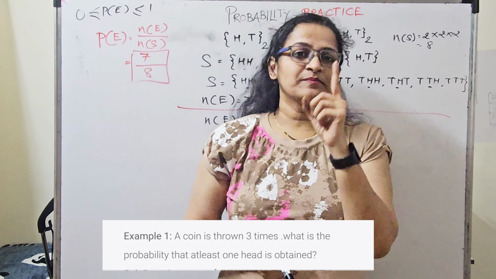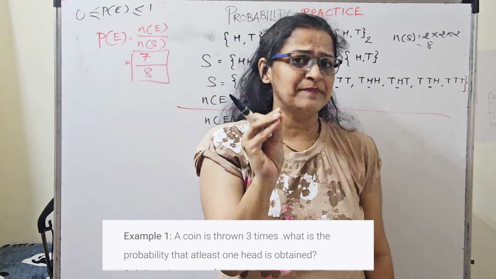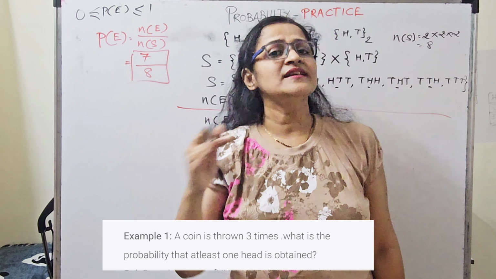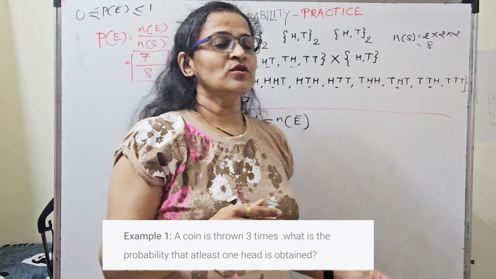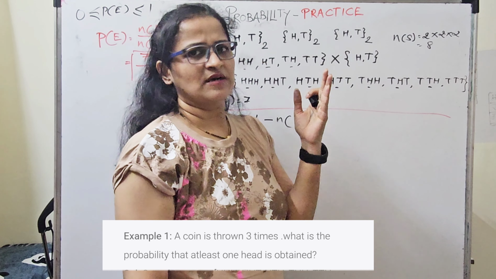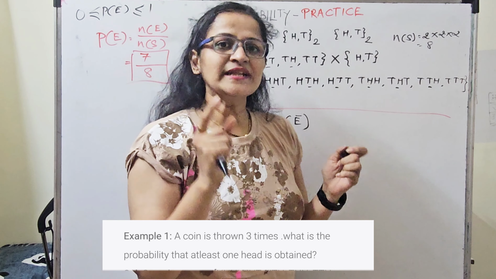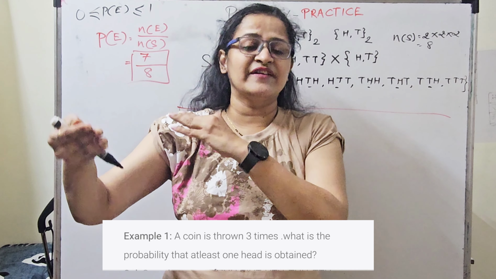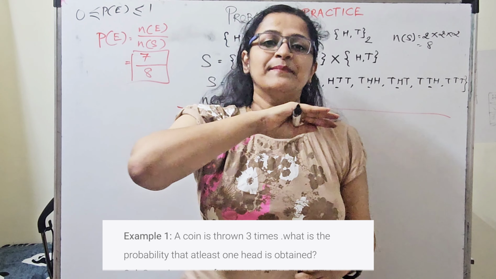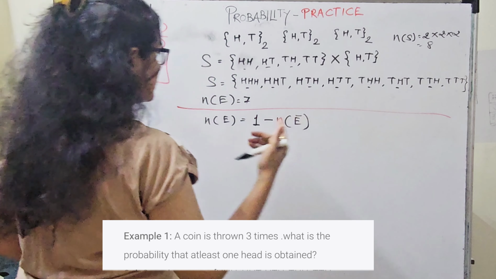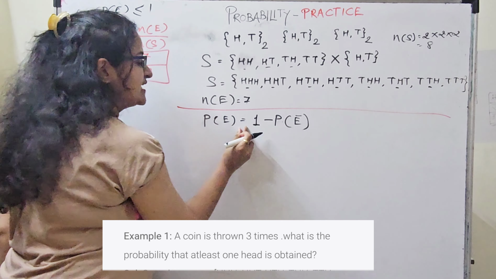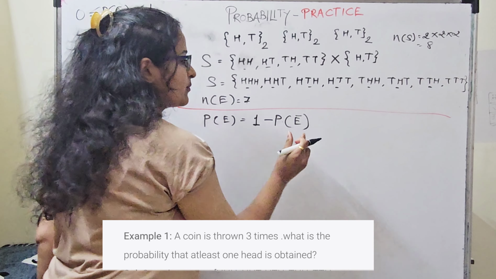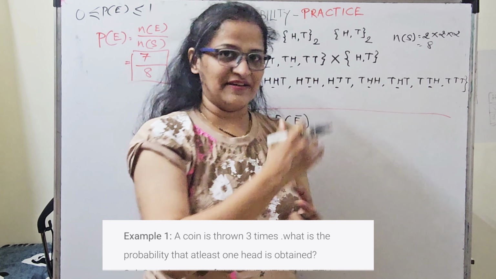Please note this point here, a trick and tip you can say: whenever the word "at least" comes, it gives you a large number of outcomes and a lengthier way. In that case, you can always find the opposite event and then subtract that probability from 1. That is the easier one. Probability of an event is equal to 1 minus the probability of the opposite event.